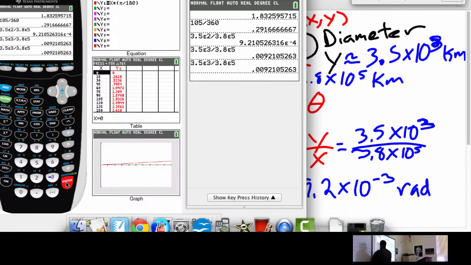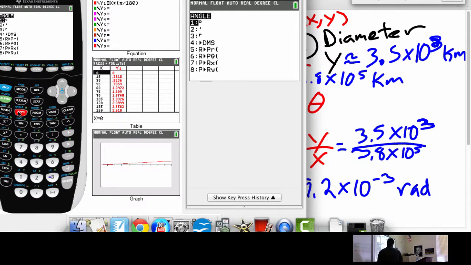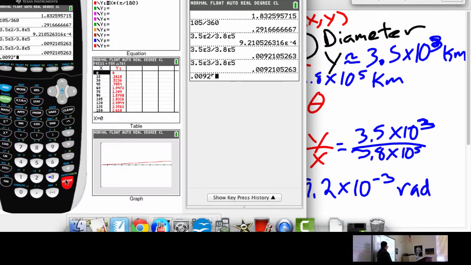Now, if I say 0.0092, and then this button that says apps, if I hit second and then apps, it pulls up the angle mode. And that's in radians, which is this little r, superscript r. So if I hit enter, what I'm saying is, I'm going to enter into my calculator 0.0092 radians. What mode is my calculator in? Degrees. So when I hit enter, it'll automatically calculate it in degrees for me.